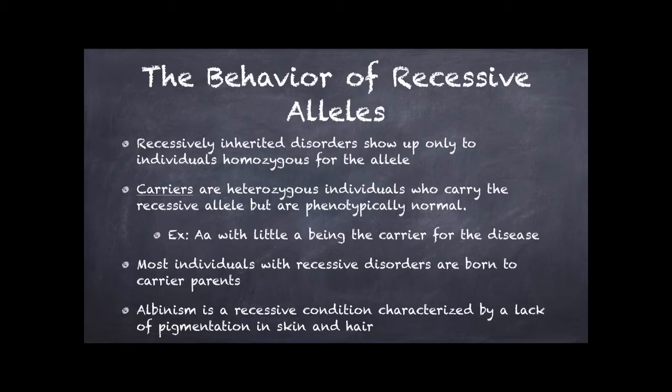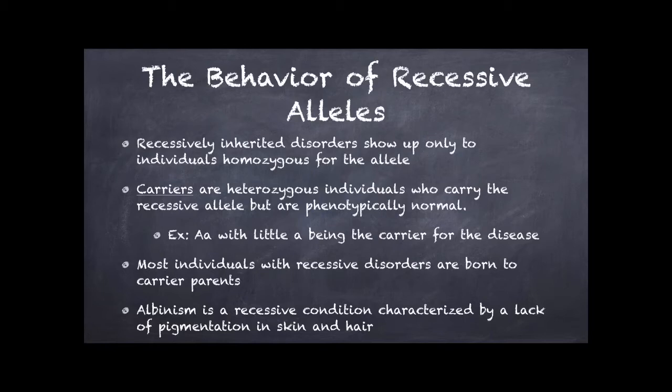The way that an individual usually gets the recessive disorder is because the parents are carriers for it. So mom and dad can be big A, little a, and big A, little a, or dad is big A, little a, mom is big A, little a, and so on and so forth. An example of this is albinism, which is a recessive condition.